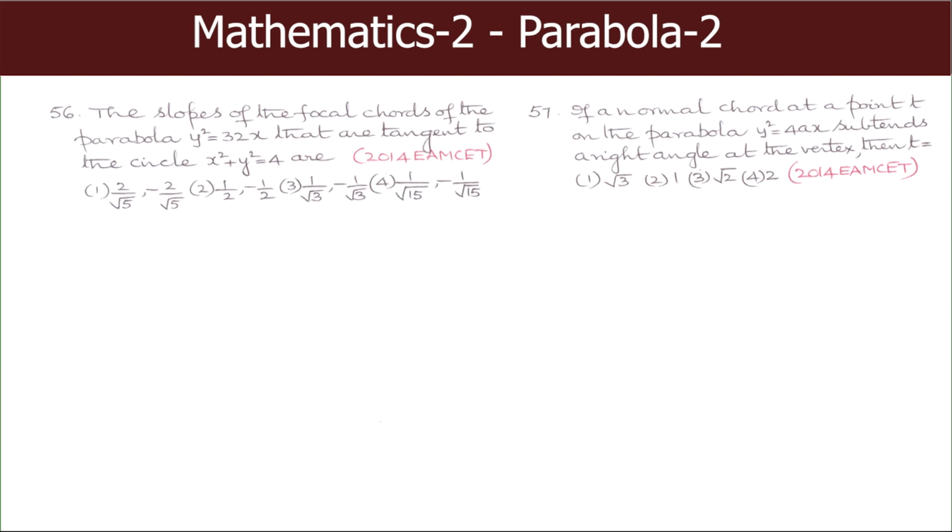56. The slopes of the focal chords of the parabola y square equal to 32x that are tangent to the circle x square plus y square equal to 4 are?